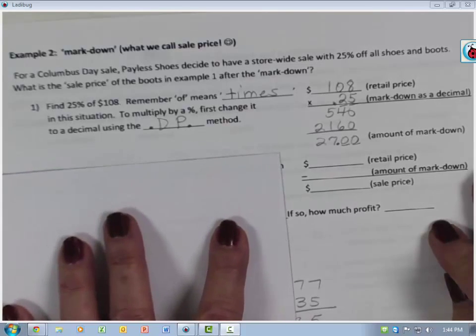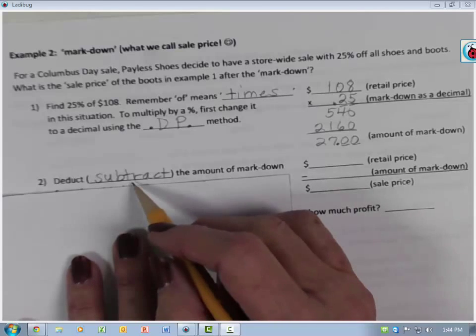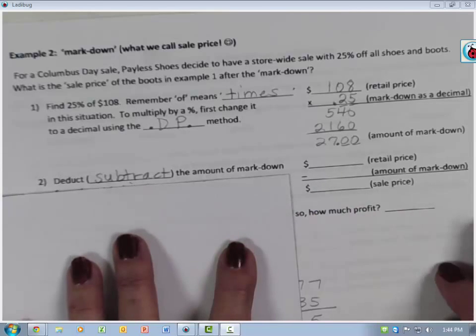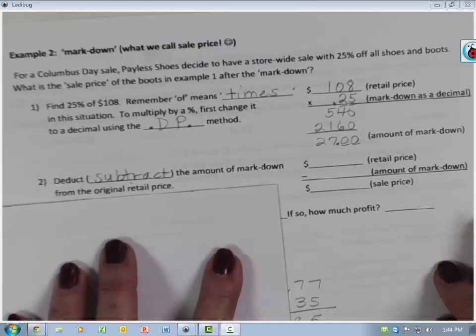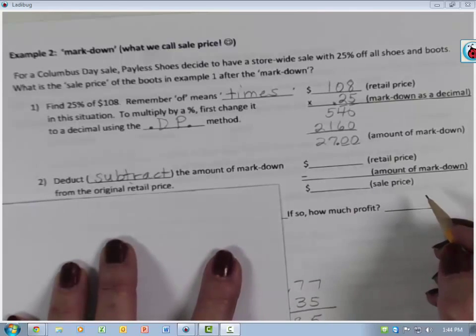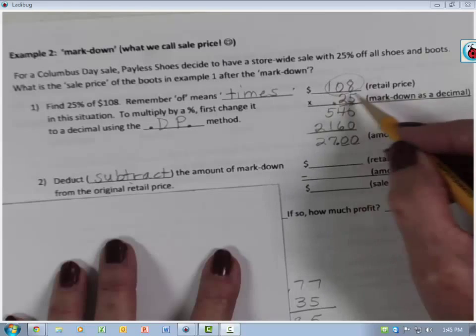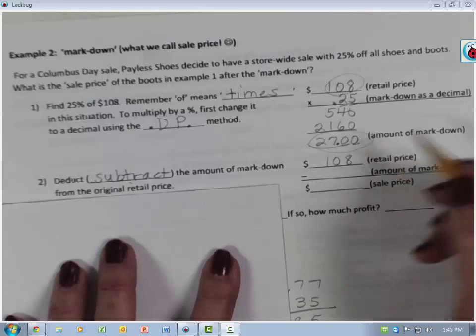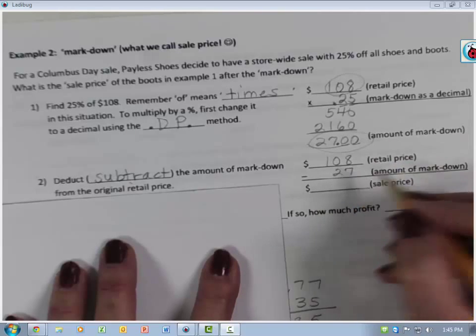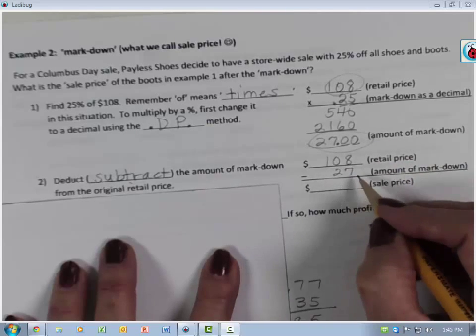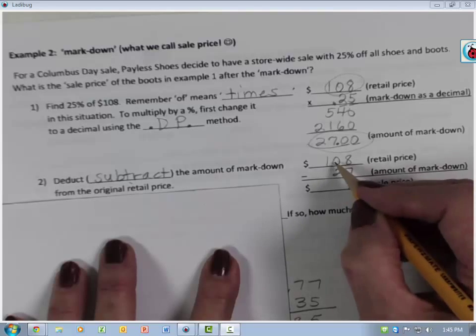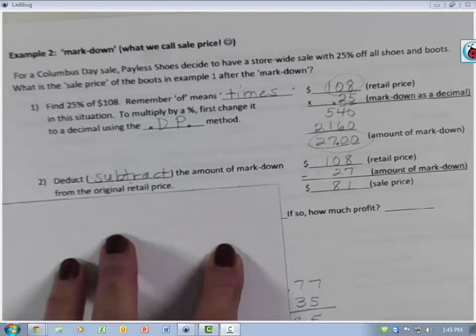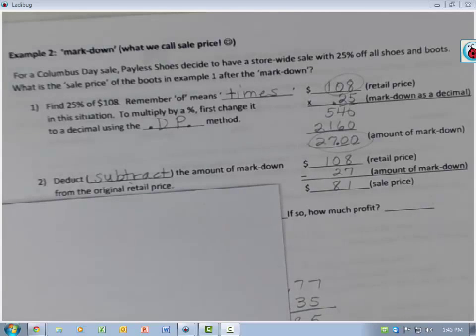So our next step is to deduct, and remember that means subtract, the amount of the markdown from the original store price. The original retail price. So remember, the original retail was $108. The amount of the markdown, which we just found, is $27. And so the sale price, 8 minus 7 is 1, 10 minus 2 is 8. So the sale price is $81. Instead of paying $108, we get to pay $81 because we waited till they went on sale.